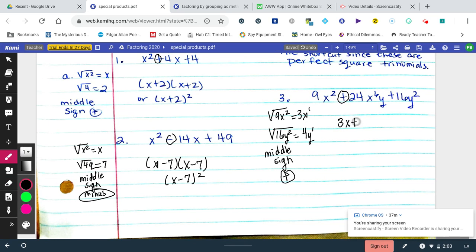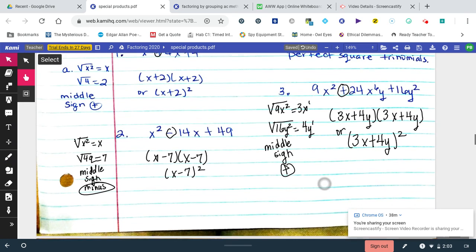3x plus 4y times 3x plus 4y. Or you could simply write 3x plus 4y squared. You're done.